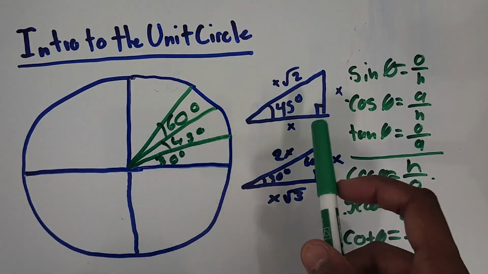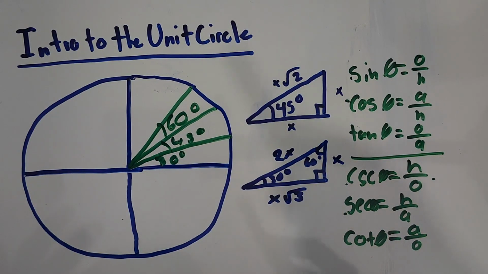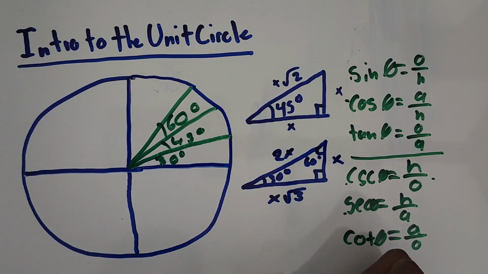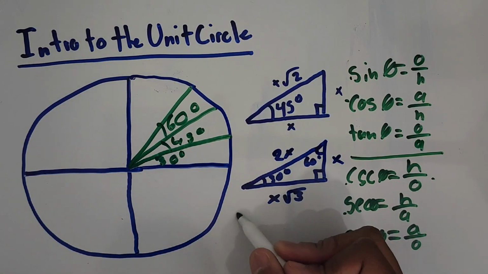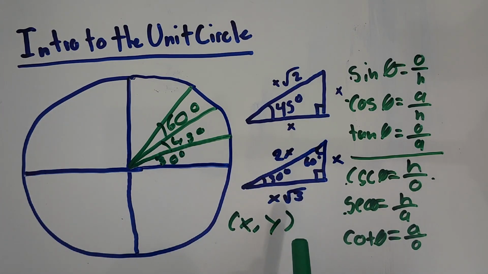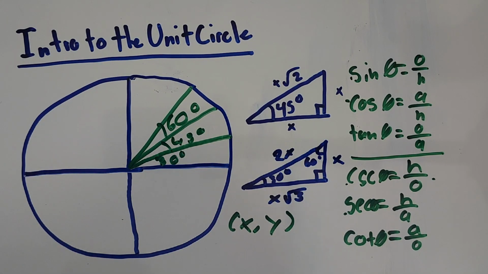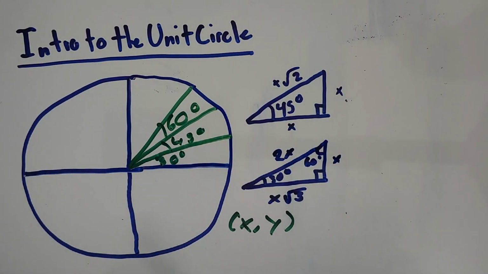So now that we have these triangles on our unit circle, what we can do is derive the values of sine, cosine, tangent. And before I cover that, the way that we get these values for sine, cosine, tangent is we write them as a coordinate, like x, y. But how do we know which one goes on the x and which one goes on the y? Well, there is a very easy way to know which one goes where.